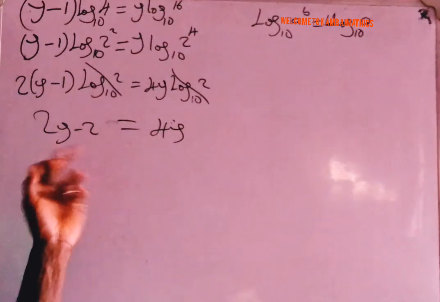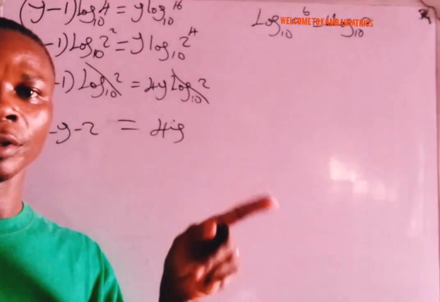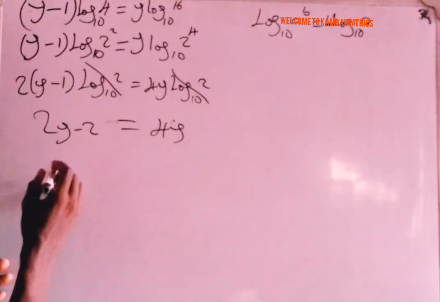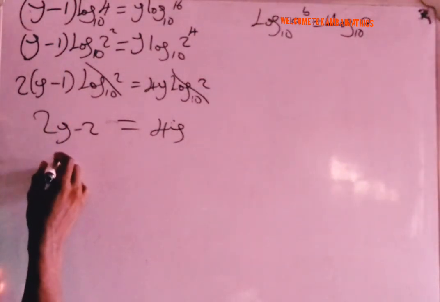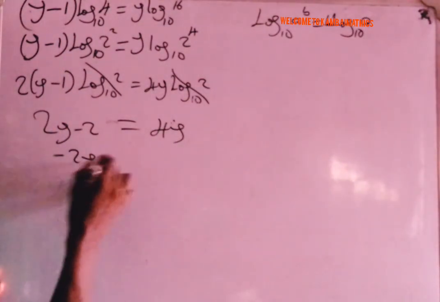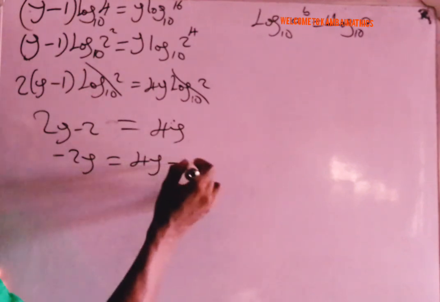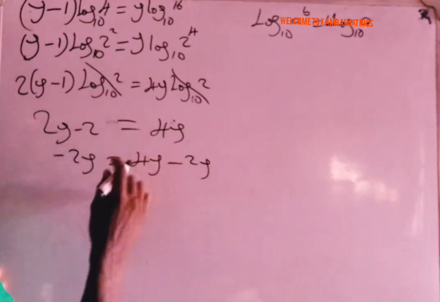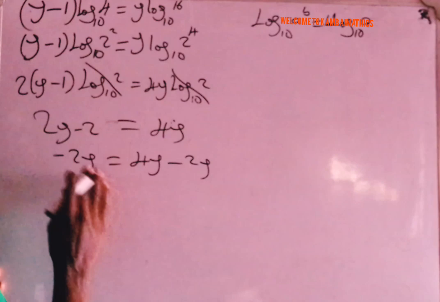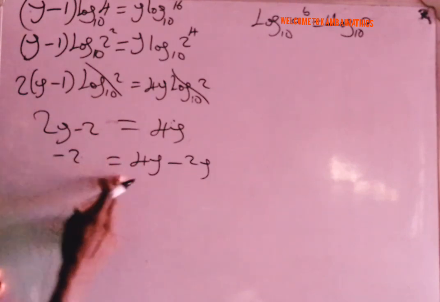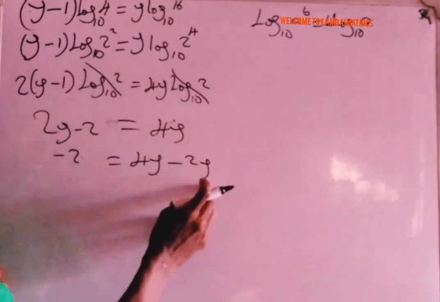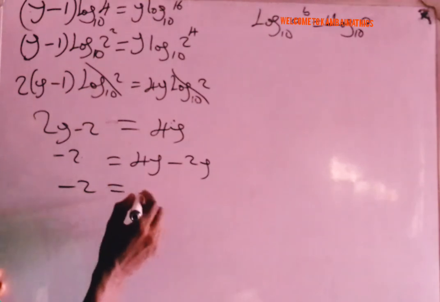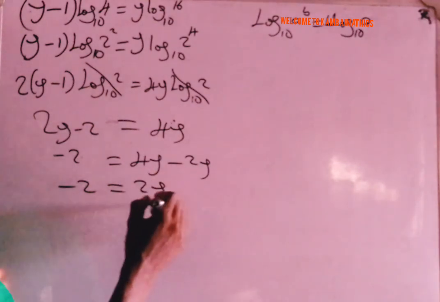So from this one, we'll now collect like terms. We'll have minus 2y equals 4y minus 2y. Sorry, it will be minus 2 equals 4y minus 2y. I'm taking this to that side. So this will be minus 2 equals, this will be 2y.